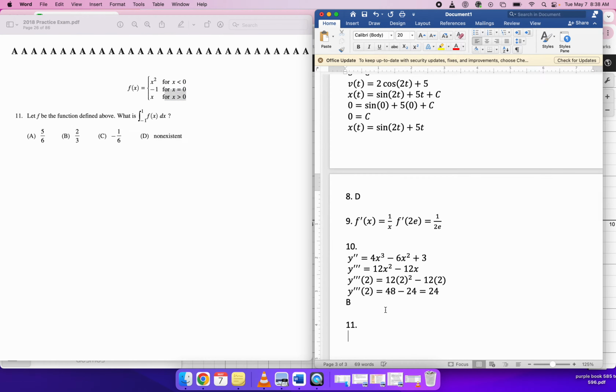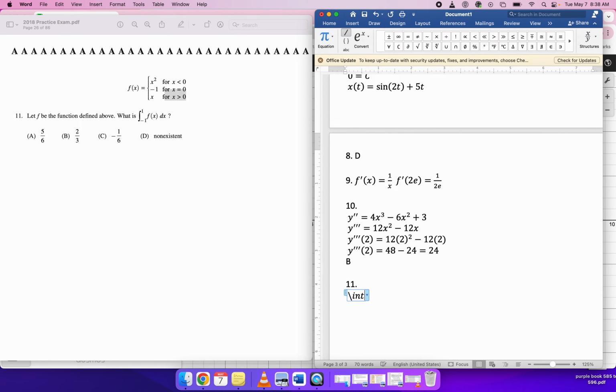So I would just first integrate from -1 to 0 f of x dx, and then integrate from 0 to 1 f of x dx. And if I split the integral that way, on this interval from -1 to 0, the function is governed by x squared. So this integral is the integral from -1 to 0 of x squared dx. On this interval from 0 to 1, the function is governed by just the function x.